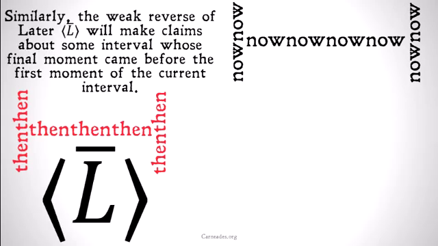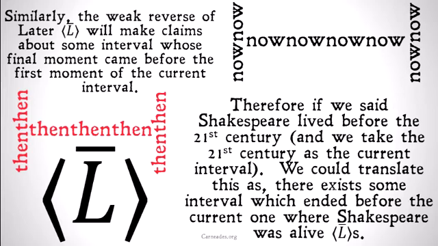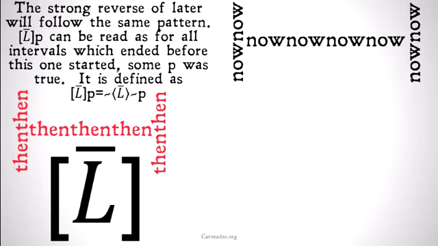So, similarly, the weak reverse of later, this kind of diamond L, will make claims about some interval whose final moment came before the first moment of the current interval. Therefore, if we said Shakespeare lived before the 21st century, and we take the 21st century as the current interval, we could translate this as there exists some interval which ended before the current one where Shakespeare was alive. Once again, these diamond intervals make a little bit more sense than the square ones, which is why they're more commonly used. The strong reverse of later will follow the same pattern.